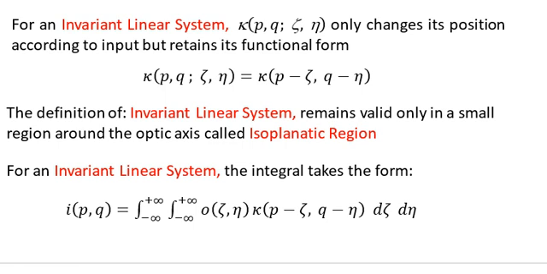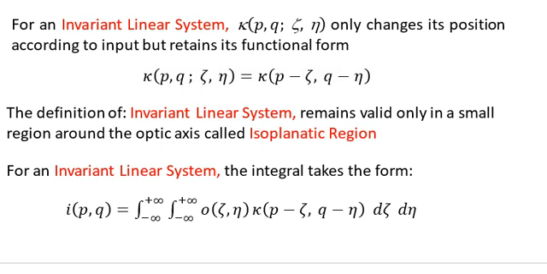If kappa retains its functional form, then we can write kappa, the left hand side, according to the right hand side, as kappa equal to p minus zeta comma q minus eta, which means that kappa has a fixed functional form. So p minus zeta and q minus eta means that kappa can change its position according to the values of zeta and eta, which are linked with the object point coordinates. So when zeta and eta change, kappa will change its position as p equal to zeta and q equal to eta, but the functional form of kappa will stay the same.